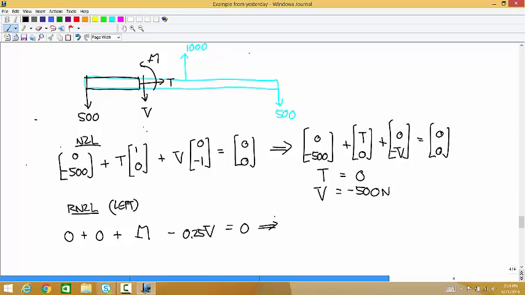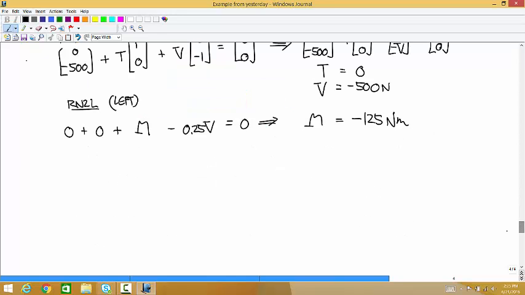Okay, so we know the V value, so we can plug this V value in for V in this equation, and you get that M is equal to negative 125 Newton meters. Okay, let's do it again. This time we'll go from the right, and we'll see that Newton's third law thing doesn't come up. Again, from the right.